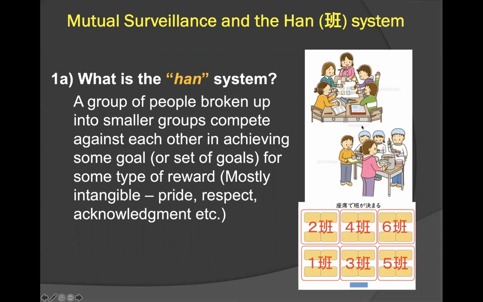Now, these pictures show Han groups in school. They're usually arranged in desk groups, but here you see them serving lunch, for example. And the groups are literally labeled Han number 1, Han number 2. In Japanese, it's Ippan, Nihan, Sampan, for example.